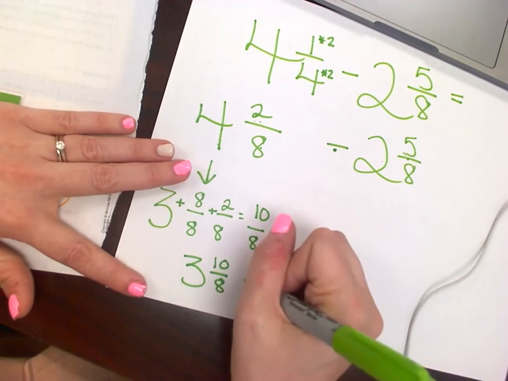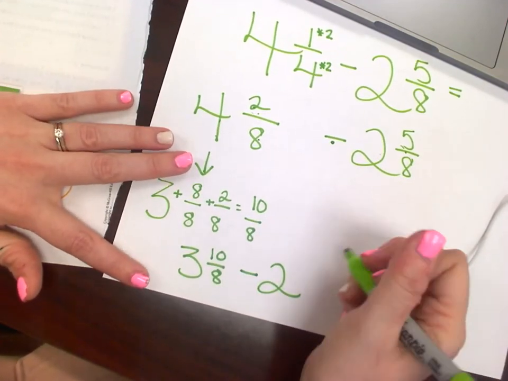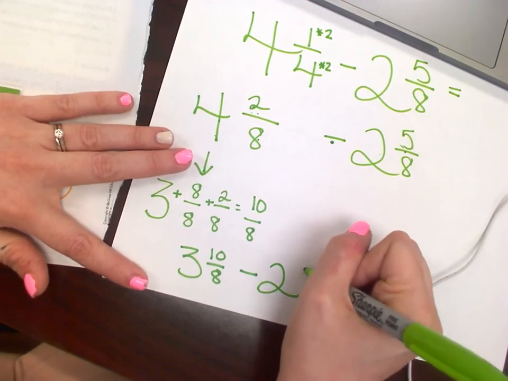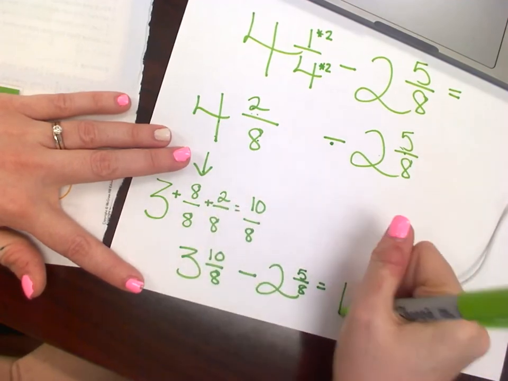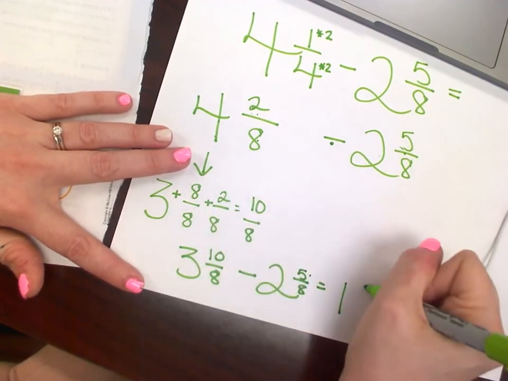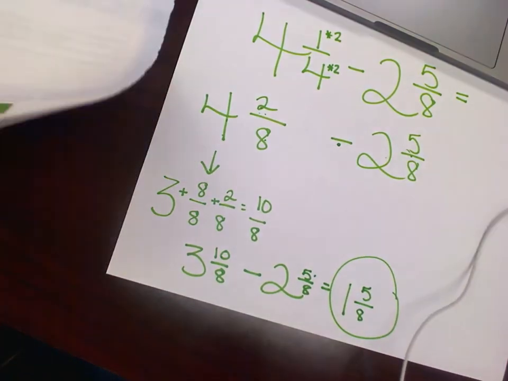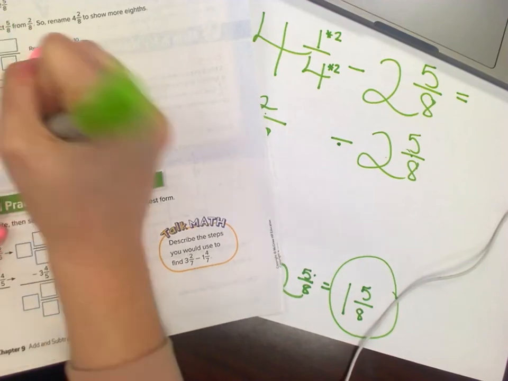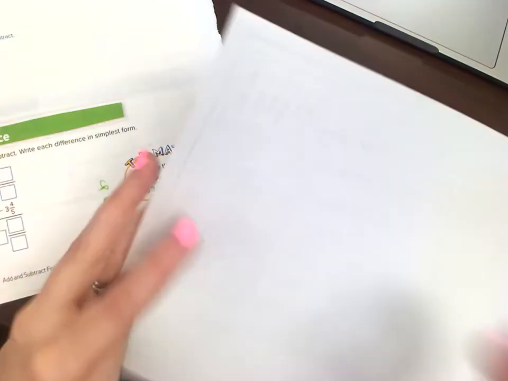When we rename it, we can just subtract as usual. So 3 10/8 minus 2 5/8. That is so much easier. 3 minus 2 is 1. 10 minus 5 is 5. And then we can just slide over the 8. So we have 1 5/8. All right, let's do the guided practice together.